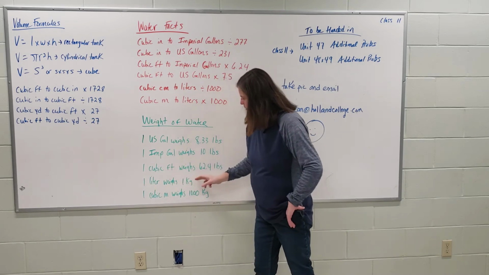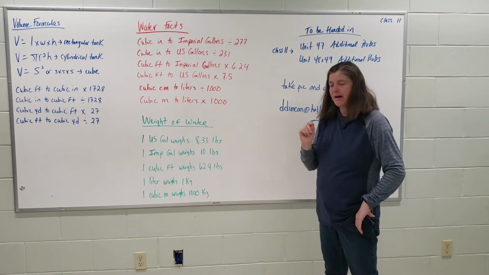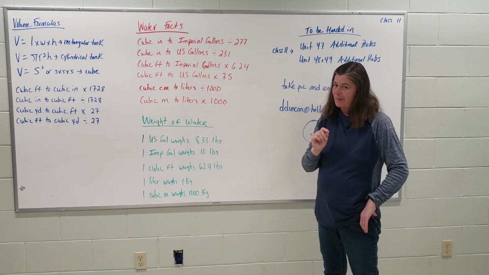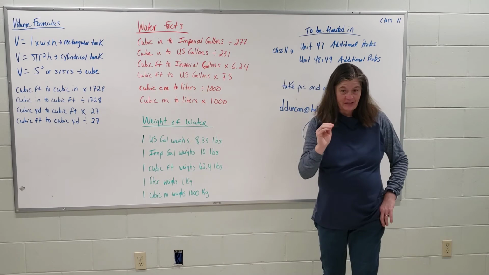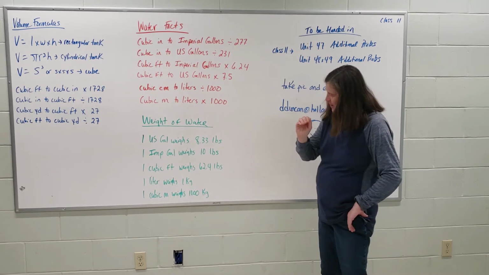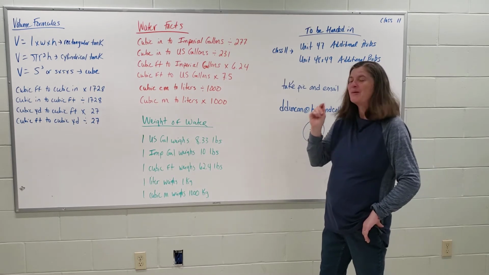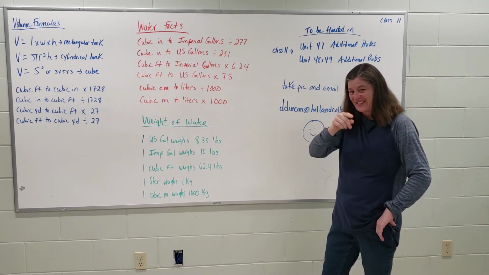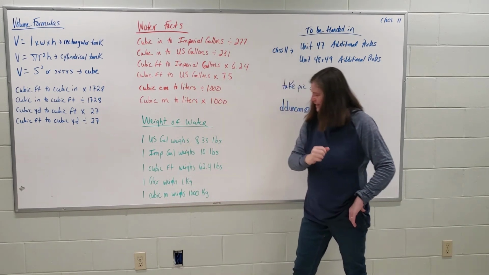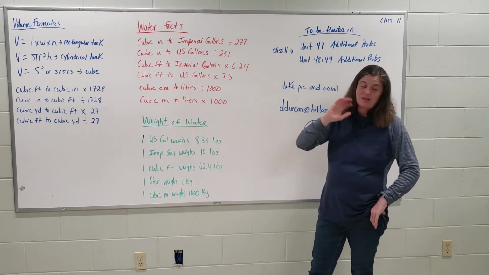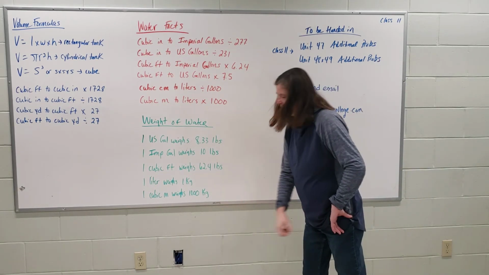1 liter weighs 1 kilogram. That sounds easy, right? So if you get it on a test, don't screw that one up. 1 liter weighs 1 kilogram. So if something weighs 100 kilograms, it's 100 liters. And 1 cubic meter weighs 1,000 kilograms. So again, you're working out something in meters, you want to know the weight of the water, you would times it by 1,000.